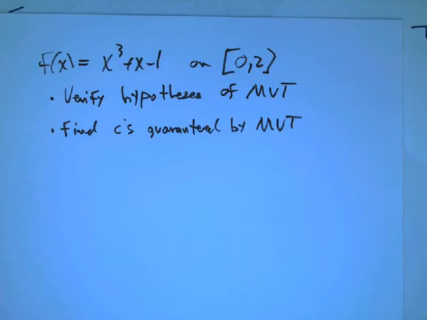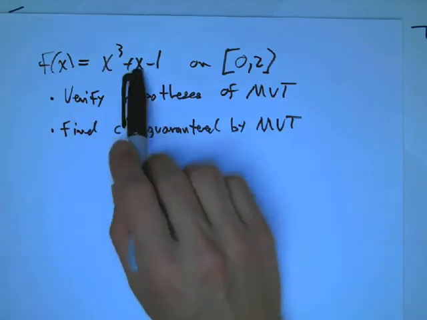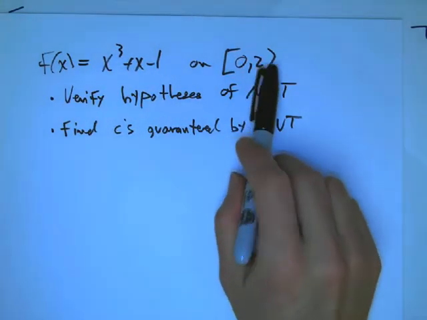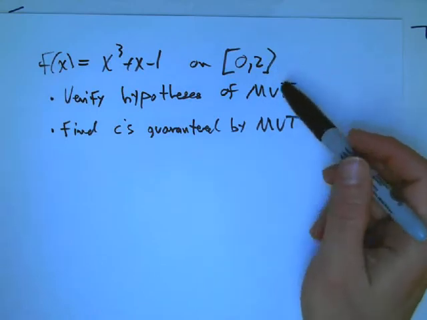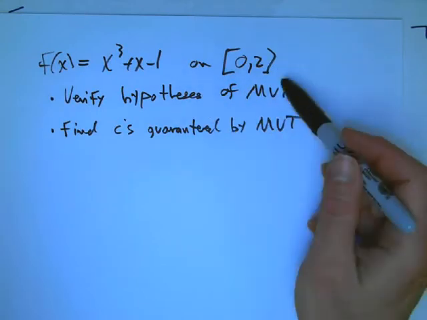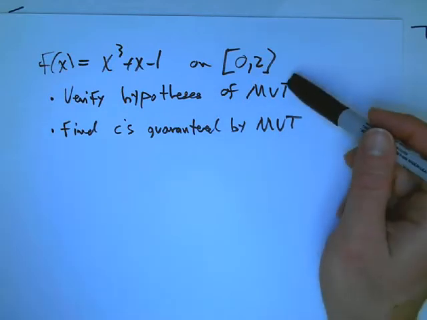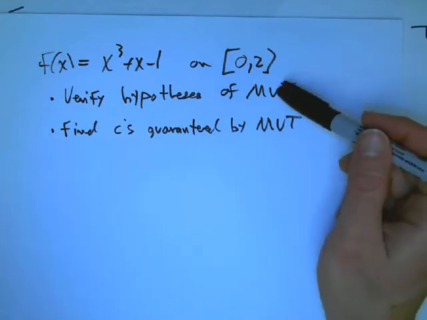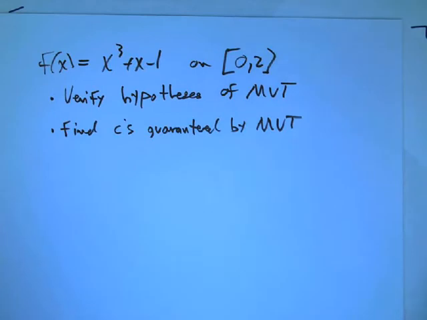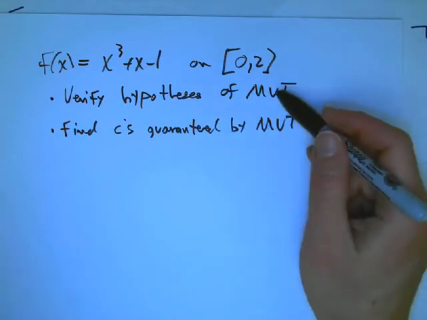Back with the mean value theorem and an explicit example. We have a given function on a given interval. Here it's x cubed plus x minus 1 on 0 to 2. And there's two tasks. One is to verify that the hypotheses of the mean value theorem are true here, and that therefore we can expect the conclusion to be true, that we're going to find some particular magic c that gives us an appropriate tangent slope.